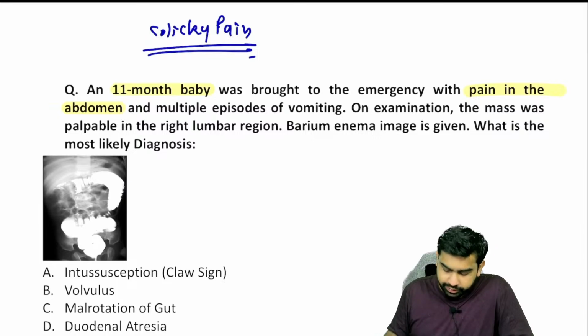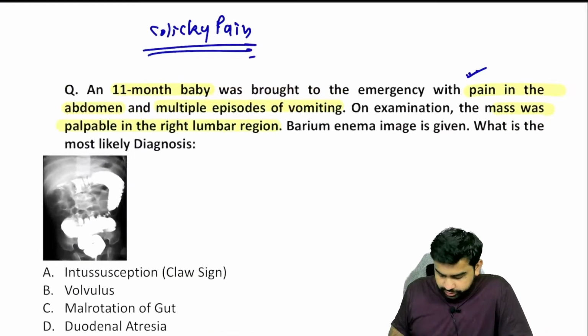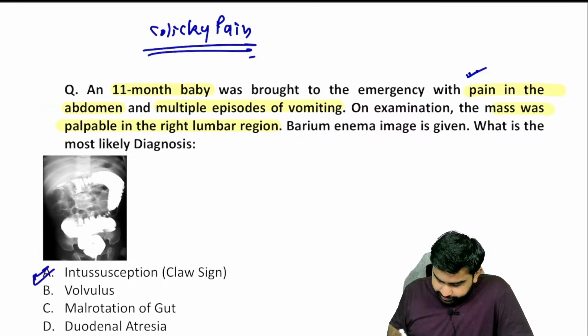So here there's an 11-month-old child who has been brought to the emergency with pain in the abdomen, and there are also multiple episodes of vomiting. On examination, there is a mass which is palpable in the right lumbar region. A barium enema has been given below. This is the image. What you are seeing on the screen is your barium enema. What is the diagnosis? Definitely the diagnosis over here is an intussusception.